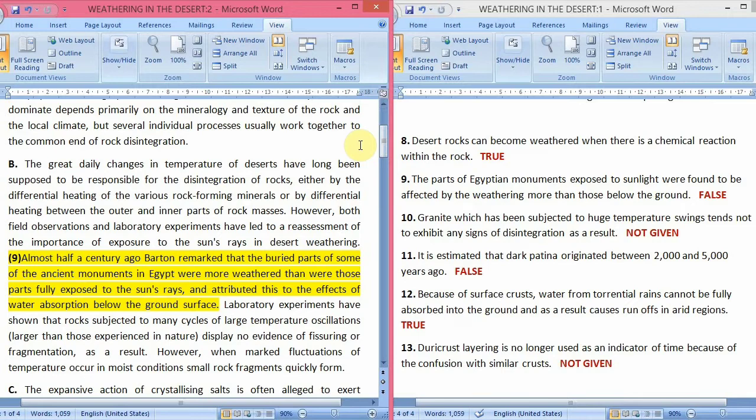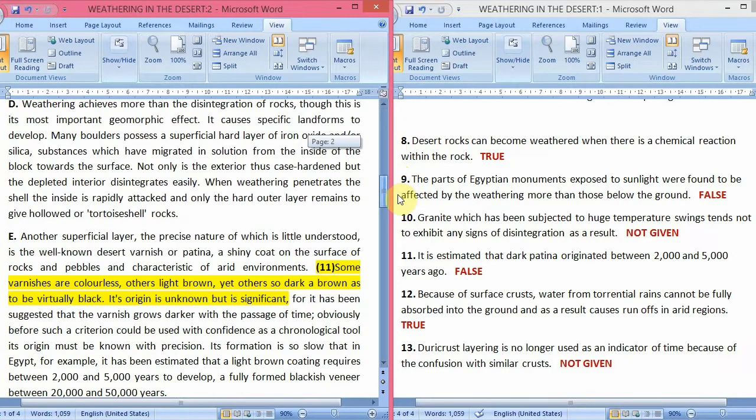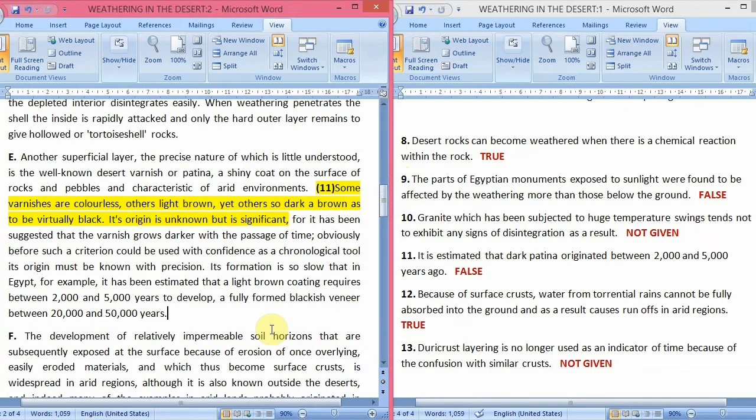Now, the 11th question. It is estimated that dark patina originated between 2000 and 5000 years ago. Okay, about patina, we talked about in E paragraph. So let's see what's there in E paragraph about its origin. Here we talked that it's called desert varnish or patina, shiny coat on the surface of rocks and pebbles. So some varnishes, or you could say some patinas, are colorless, others light brown, yet others so dark a brown as to be virtually black. So some patinas are colorless, some are light brown, and some are so dark that they appear black in color. Okay, so its origin is unknown.